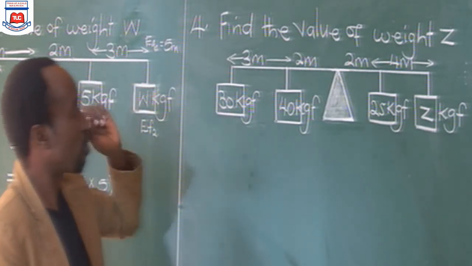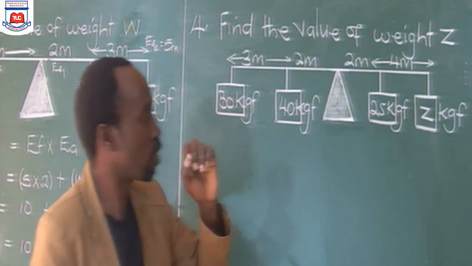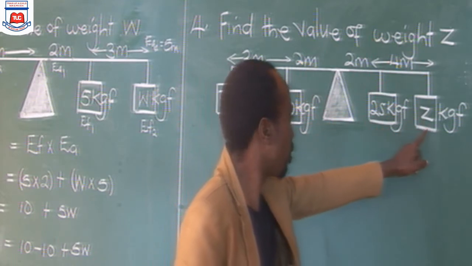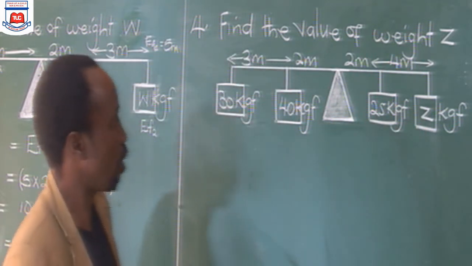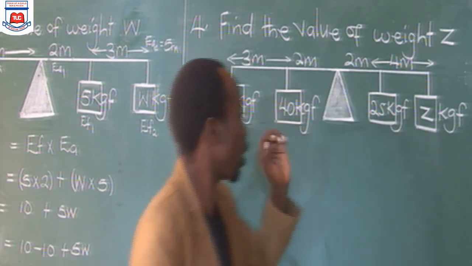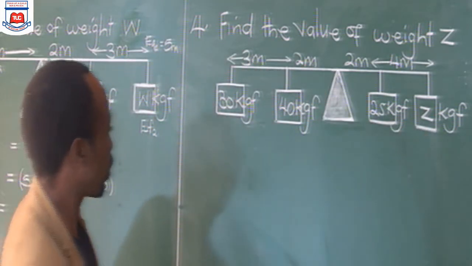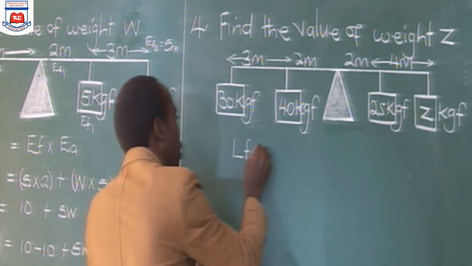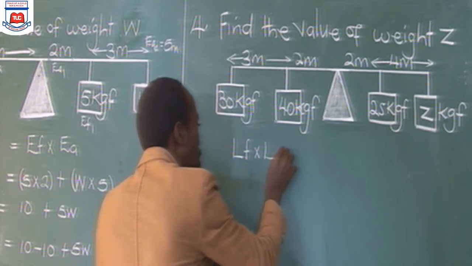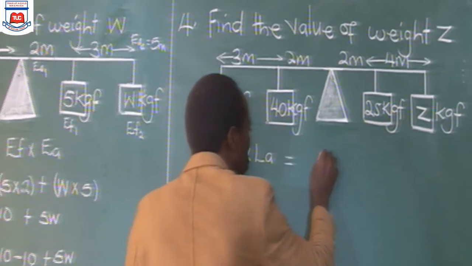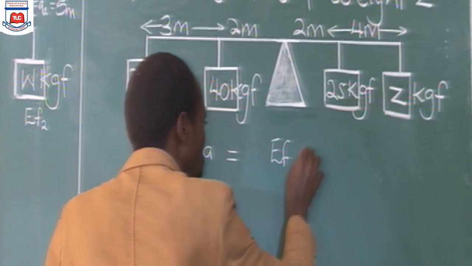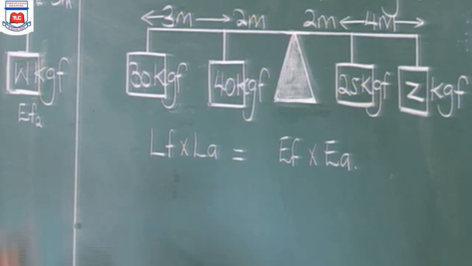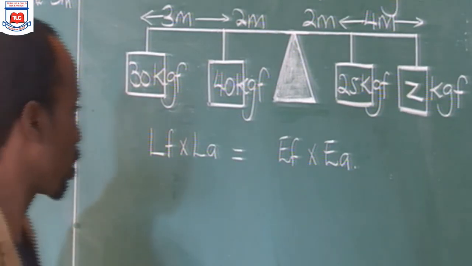Okay? Now, our first step is always to state the law of moment. Find the value of weight Z. Still, we have Z around there. Okay? But in this case, we have 2 weights. We also have 2 weights here. Let's state the law of moments. It states that the load force multiplied by the load arm should be equal to the effort force multiplied by the effort arm. As simple as that. That one can earn you a mark. It can earn you a mark.